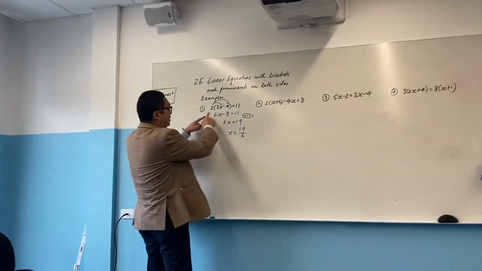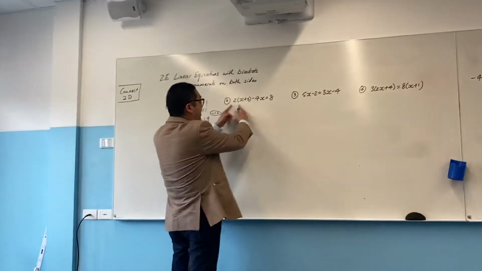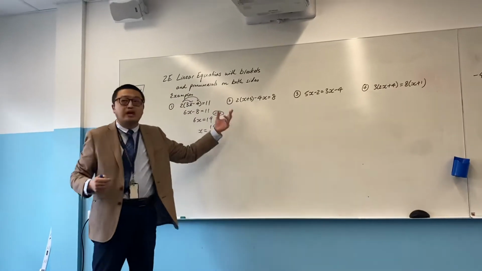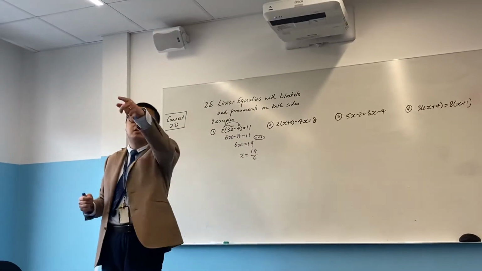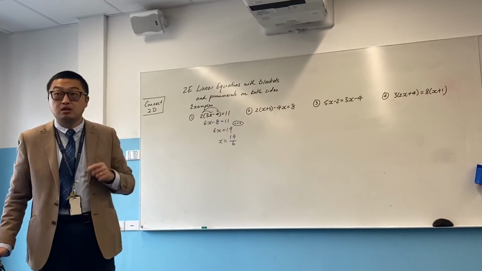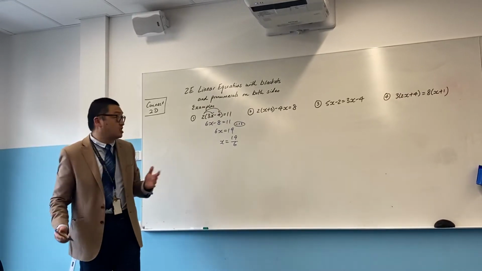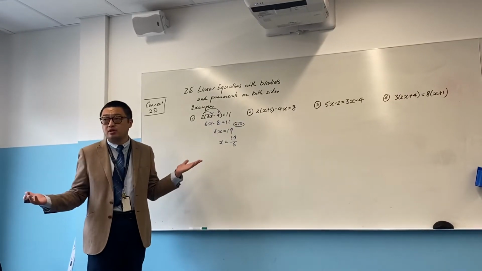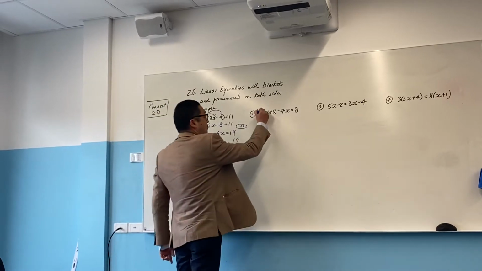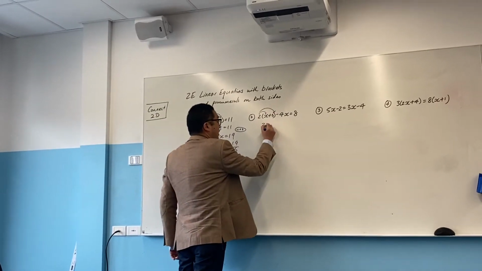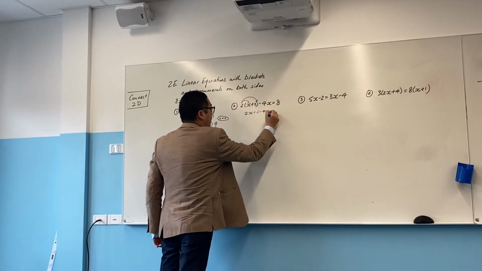I've got a bracket here, and I've got a bracket here. What other things? What's the extra thing involved? I'm minusing 4x afterwards. Perfect. I've got minus 4x. Otherwise, it's pretty much exactly the same thing, right? So I'm going to do it one by one. So 2x plus 6 minus 4x equals 8.